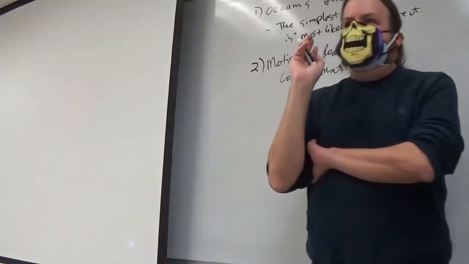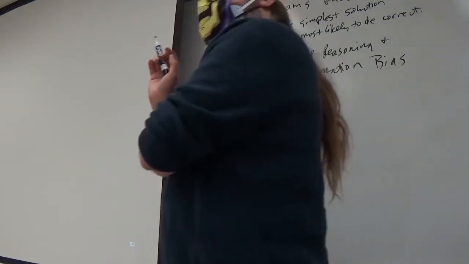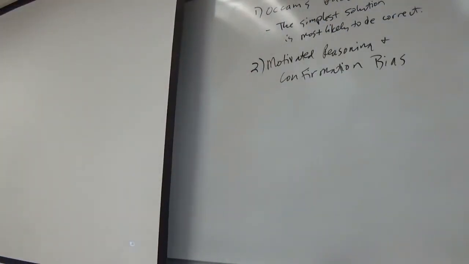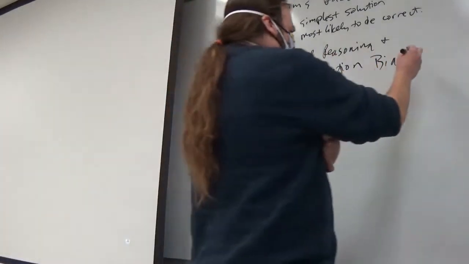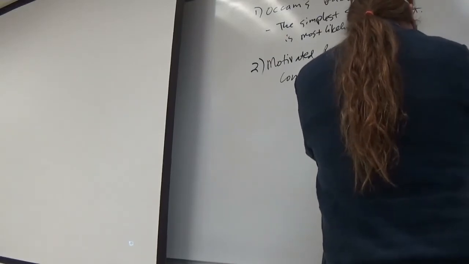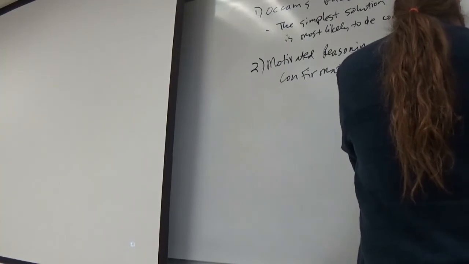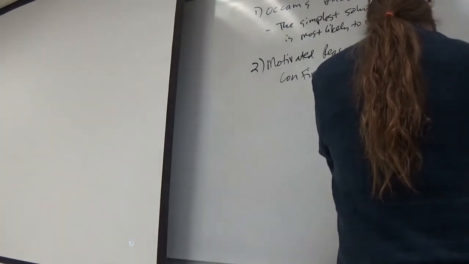Does anybody know what these two terms mean? What motivated reasoning is? Or what confirmation bias is? So confirmation bias has to do with how we seek out information, and it refers to the human tendency to seek out data that confirms what we already believe.